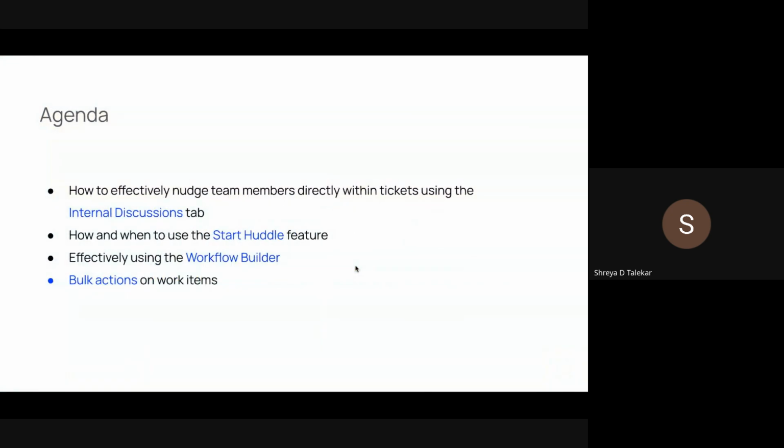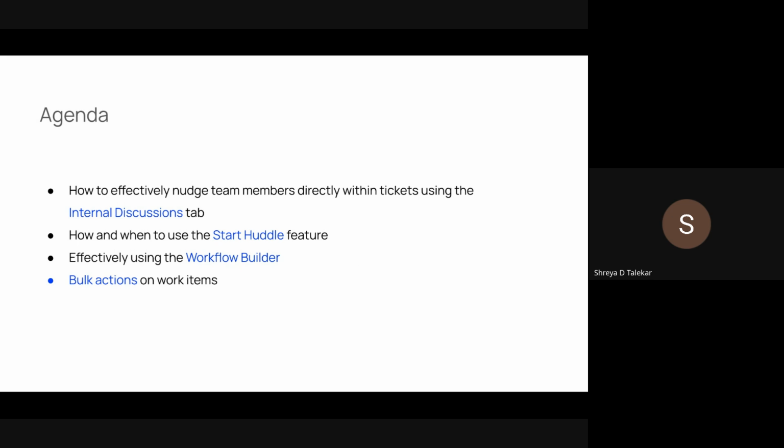So, before heading over to the actual concept, let's see what we have on the agenda for today. We'll start by exploring how we can nudge the team members directly within tickets using the internal discussion tab. Next, we'll cover the start huddle feature for quick discussions with your team. And then we'll dive into the workflow builder to automate tasks and streamline your processes. And finally, we will look at how to perform bulk actions on tickets for efficient management. So this is going to be the agenda for today.